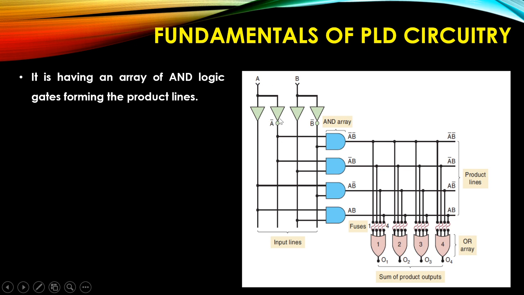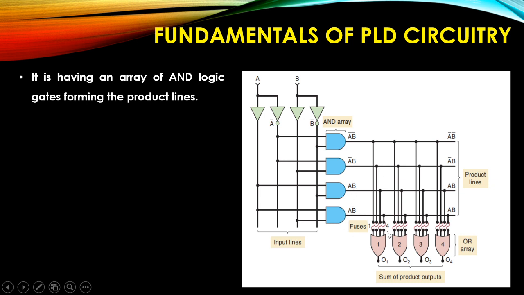And here we have an inverted buffer which is providing us with A bar and B bar, and just below it we can see there are four AND gates, each with two inputs, which is actually forming an AND array and also generating all the min terms, which are A bar B bar, A bar B, A B bar and A B.